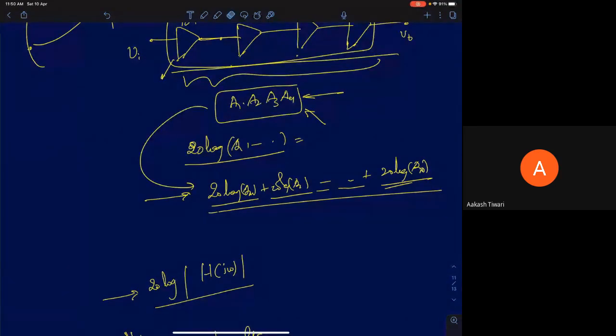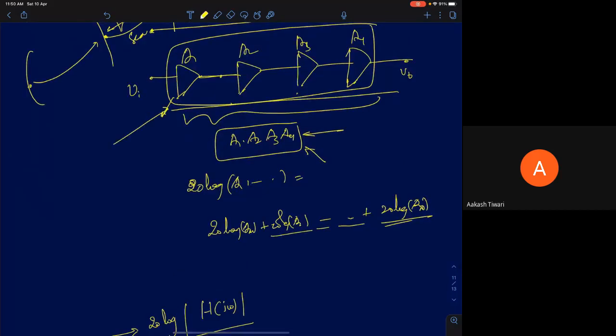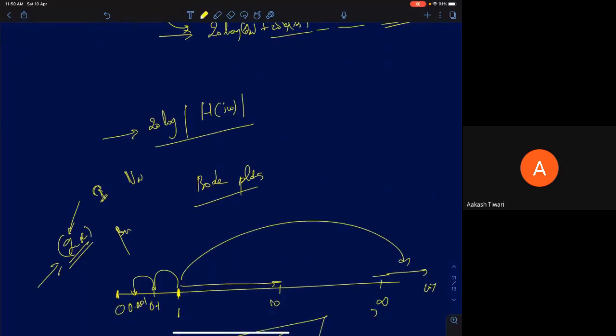That's another advantage why engineers preferred going for logarithms, because cascaded amplifiers were very commonly encountered. And to calculate the overall gain of a chain, logarithms came in very handy because additions were obviously much simpler than multiplications. So multiplications become additions, divisions become subtractions. So when you go for logarithms, that's very easy to handle. Okay, so that's the whole idea.